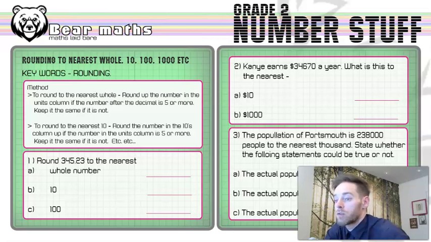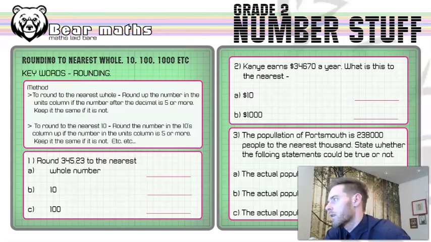Keyword here is rounding. What does rounding mean? It means just making the number that you've been given easier to understand. All right, we're making it simpler. It's an approximation. Okay, it's not an exact thing anymore. Right? Once you've rounded something, it's not exact anymore.